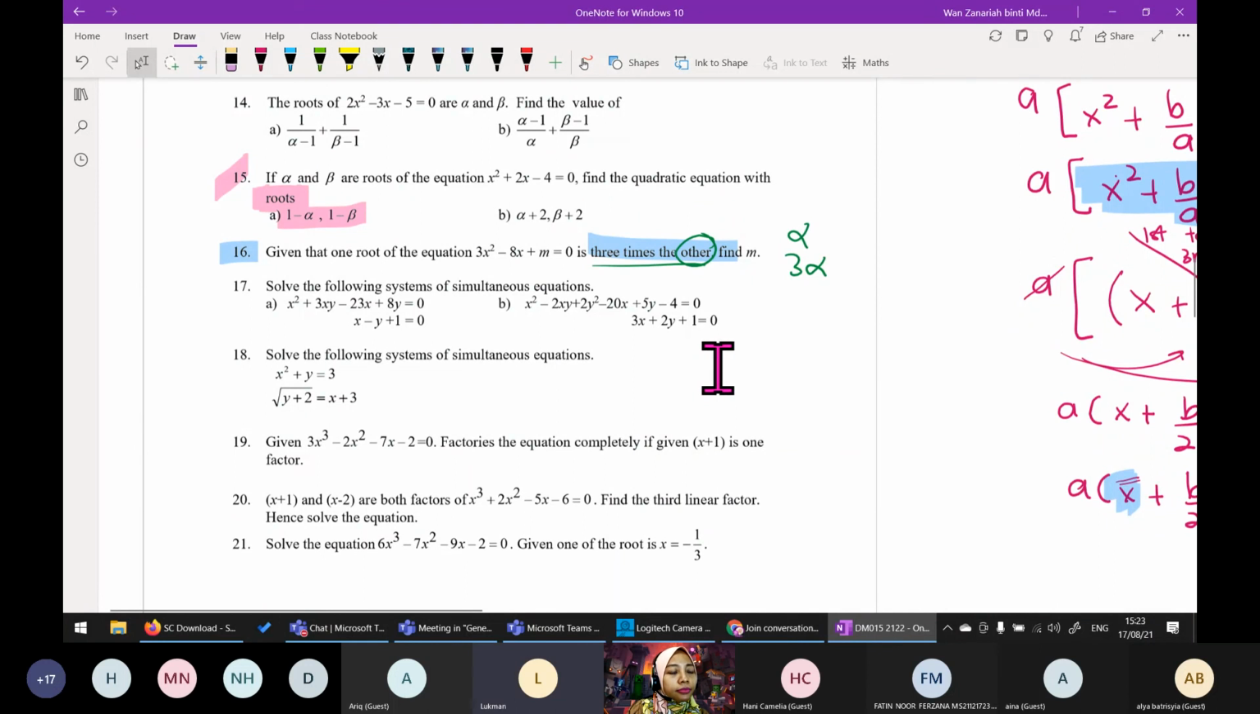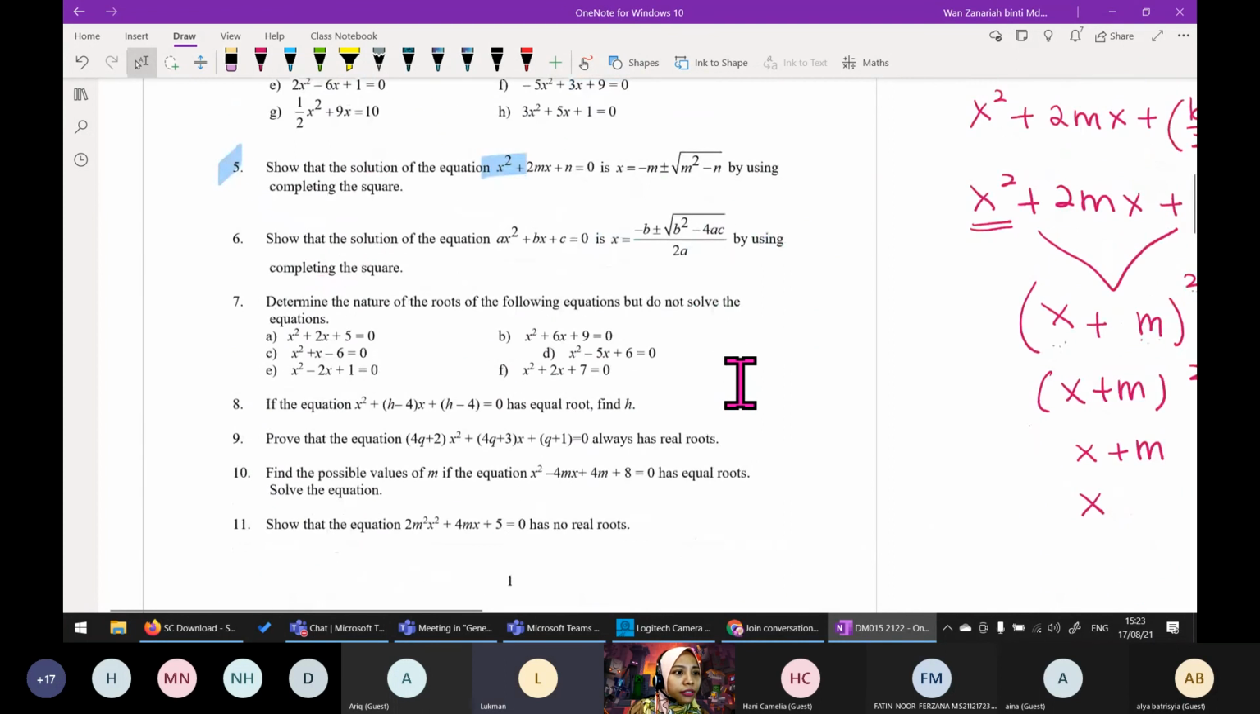Number 5. Okay, number 5 I dah tunjuk dah. Okay, cikgu ada upload dekat dalam bank math, but I can repeat, show that the solution ini adalah ini. So basically, this is using completing the square sebenarnya bentuknya. Okay, and plus soalan pun dah cakap lah, using completing the square kan.